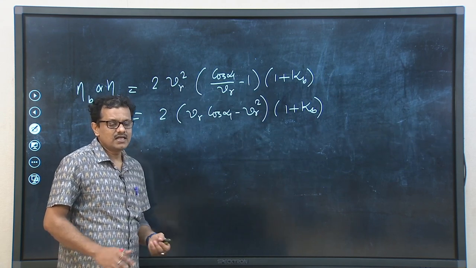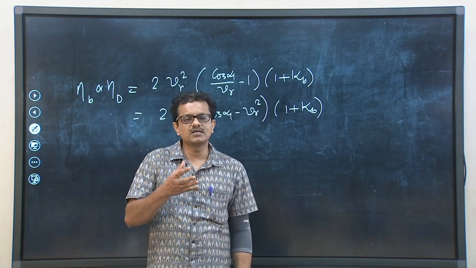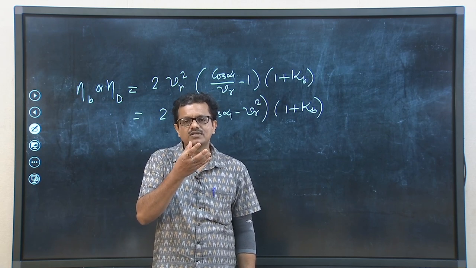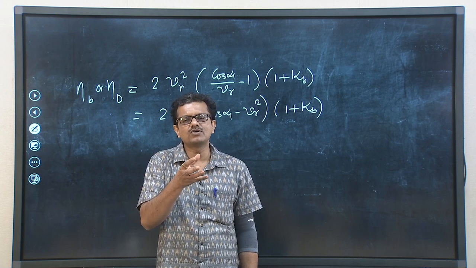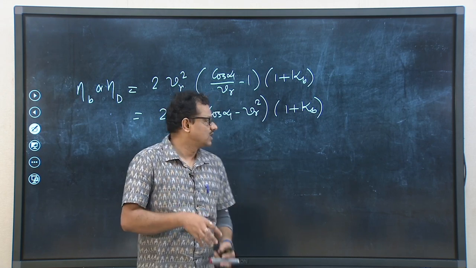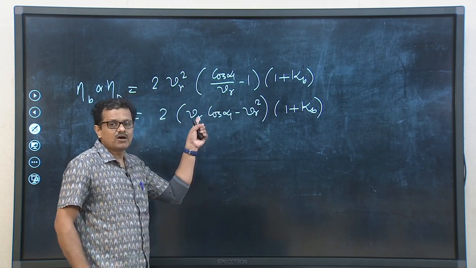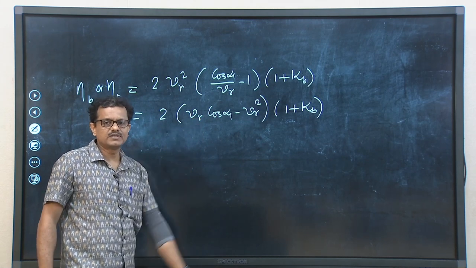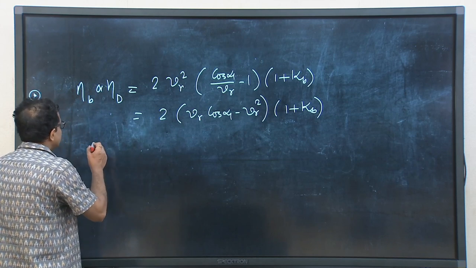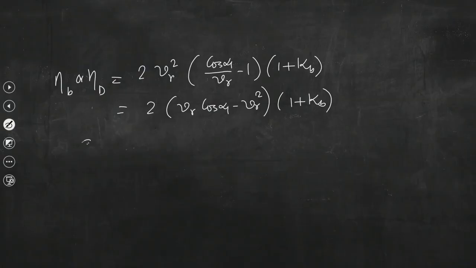C1. Why C1 is important: because the steam jet comes out from the nozzle and strikes the turbine blades, so there would be a certain amount of loss of energy. So, what would be the optimum velocity ratio for which this efficiency would be maximum? If we do this, that is, d eta b by d Vr equal to 0, right.